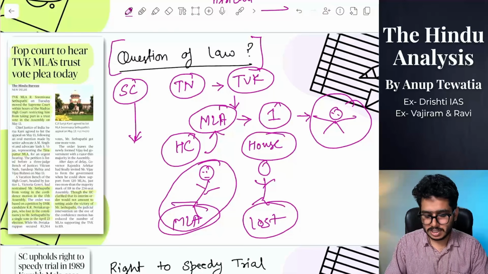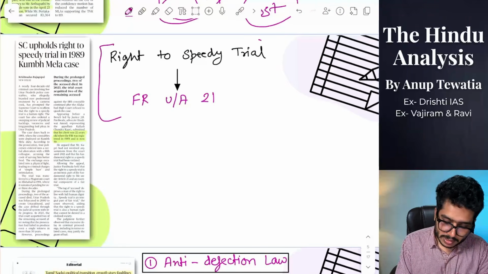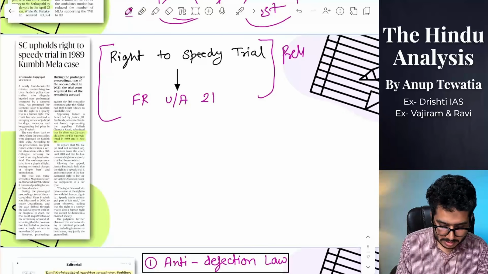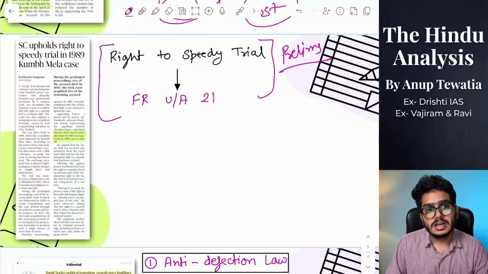But for now, we just need to know that yes, something like this is happening in some part of India, right? Move on. Then it is important for prelims. I don't think for this prelims, but maybe for the next one, or maybe for 2026.